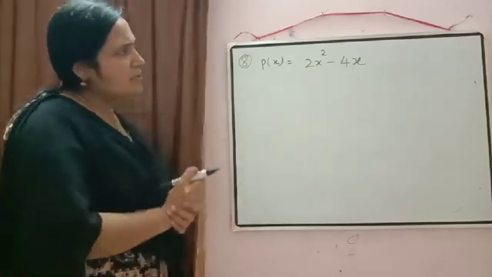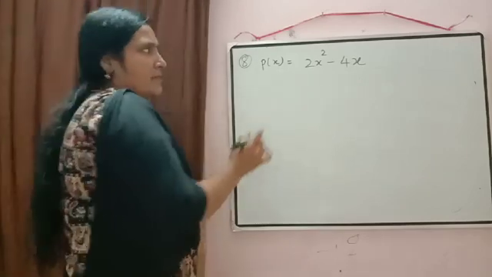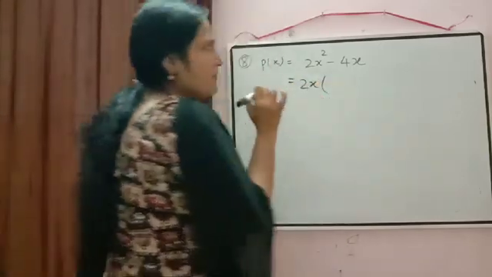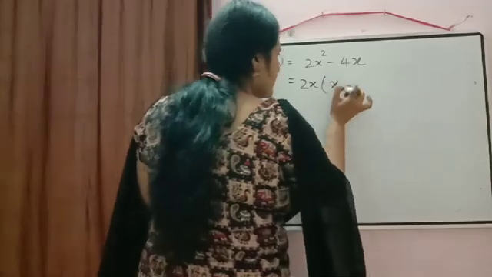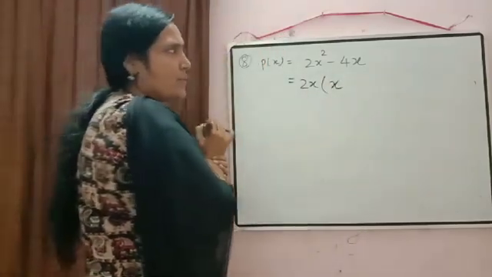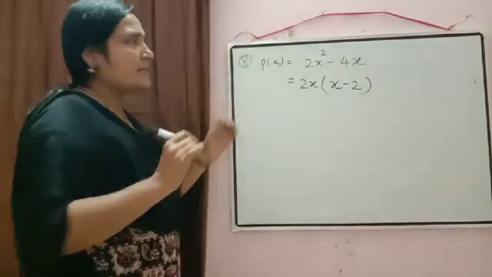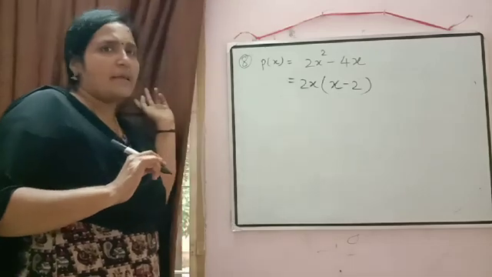Then what is the possibility? Is any common factor there? Yes, we have 2x common. Take it outside. What will come inside the bracket? 2 taken common, x also taken common. So inside the bracket it will be equal to x, and here it will be equal to 2. So we expressed the given polynomial as product of two expressions.